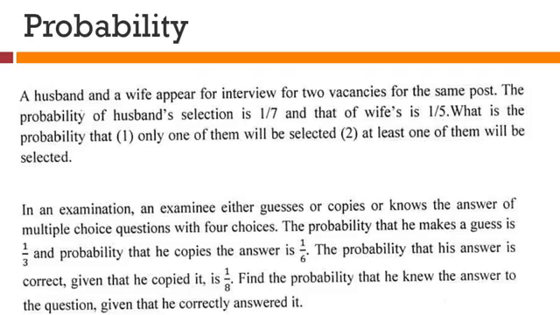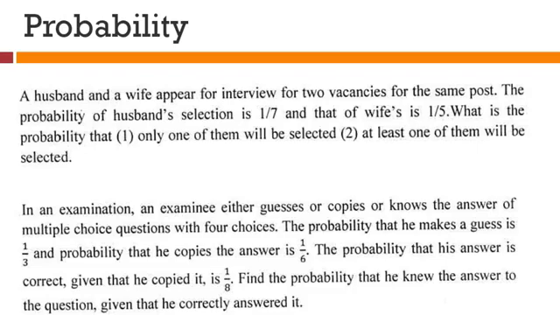So basically the question that is again going to come as a short one will be from probability. You can note down the question, and then we can see how the concepts being explained can be used. You can take a screenshot or pause it if you want. A husband and a wife appear for an interview for 2 vacancies. The probability of the husband's selection is given, and the probability that the wife will be selected is given. Now what is the probability that only one of them will be selected?